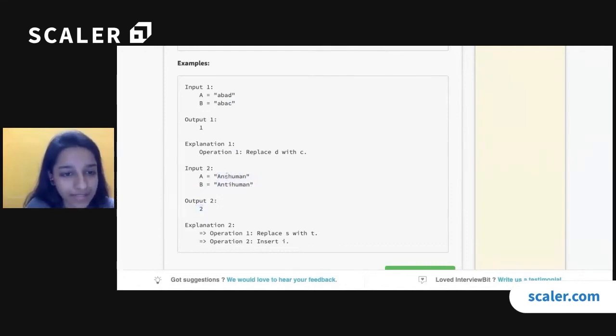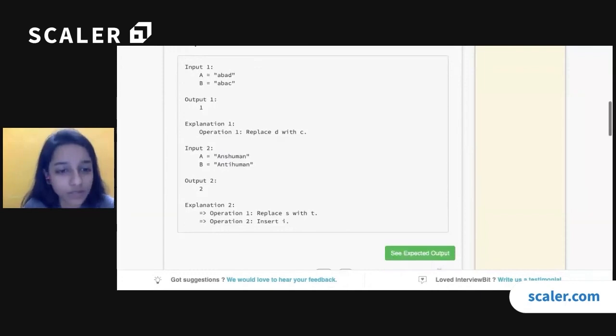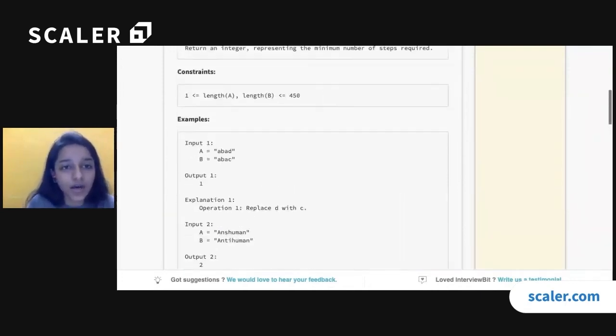Now in this other example, the cost is 2. Why? Because here we are replacing S with T, that adds a cost of 1. Then after converting this S to T, we will be inserting I. That will add another 1, and the cost will be 2. Is the problem clear to everyone? Basically, two strings are given and we have to convert string A to string B. We can make three possible conversions with each character: we can replace a character, insert a character, and delete a character. We have to do it in the minimum possible steps.